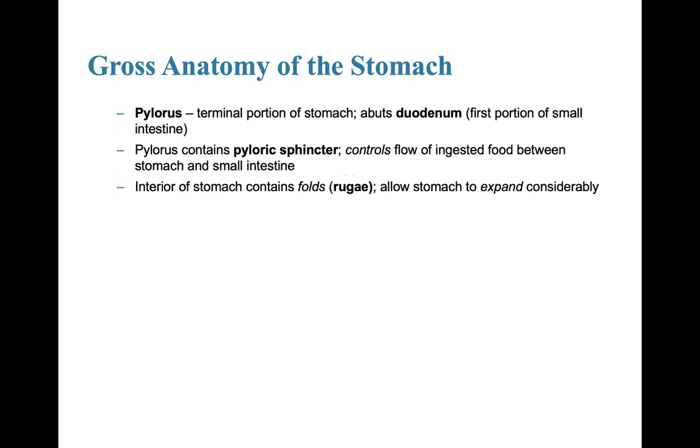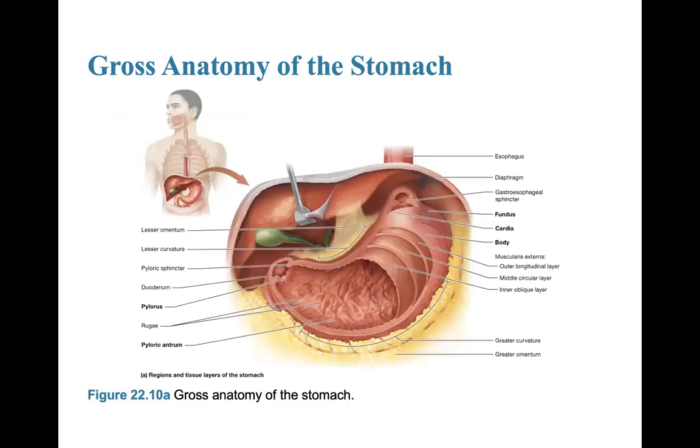This is the terminal region of the stomach, which abuts the duodenum, which is the first part of the small intestines. The pylorus is going to contain what we refer to as the pyloric sphincter, which controls the flow of ingested food between the stomach and the small intestines. The interior of the stomach contains folds, referred to as rugae, which will allow the stomach to expand considerably.